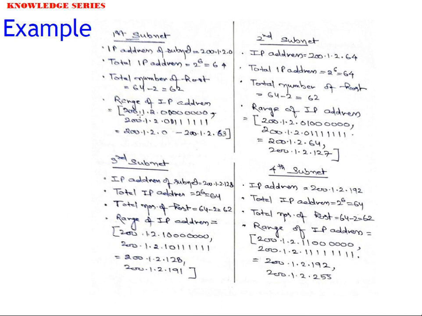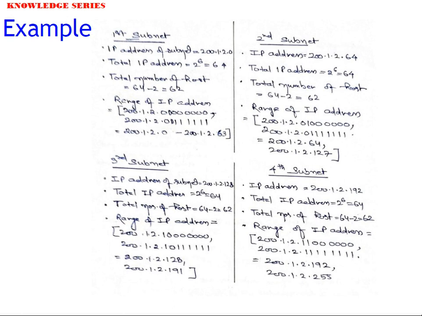The range is shown here in binary representation for your understanding, but in real use we should write it in this way. So there is the first subnet distribution, second subnet distribution, third subnet distribution, and fourth subnet distribution. These are the basic discussions we have seen in this numerical.